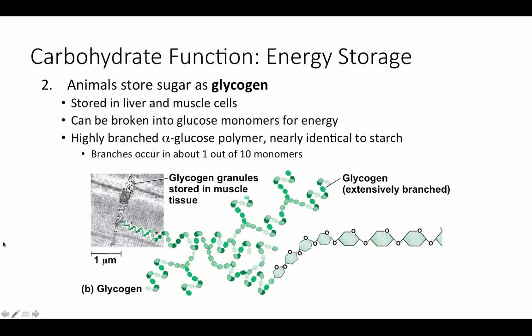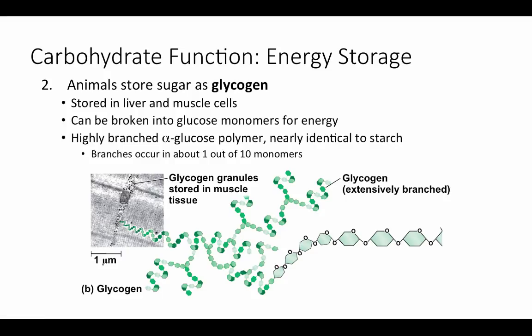In animals, the primary storage carbohydrate is known as glycogen. Glycogen is stored in the liver and also in muscle cells to be able to deploy that glycogen very quickly when the muscles need it for energy. And this glycogen can be broken down into glucose monomers when energy is required.